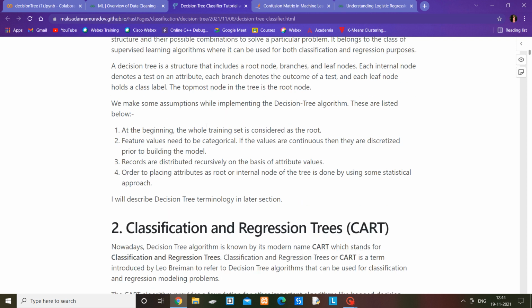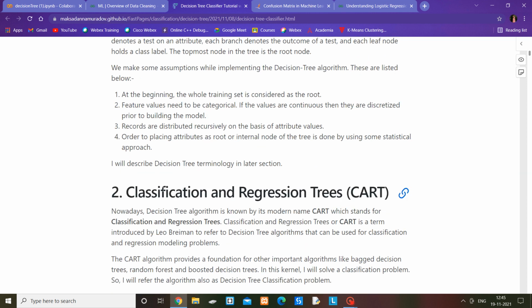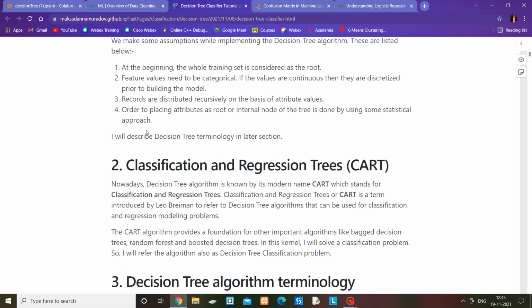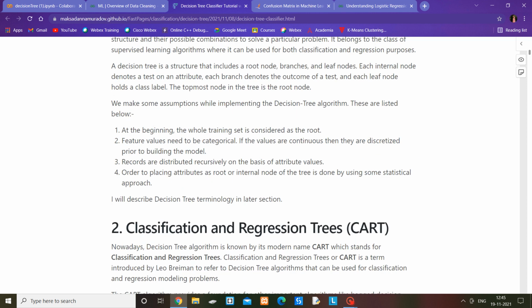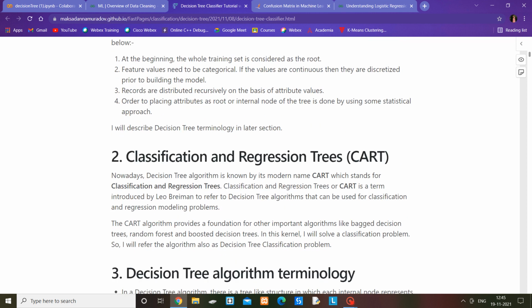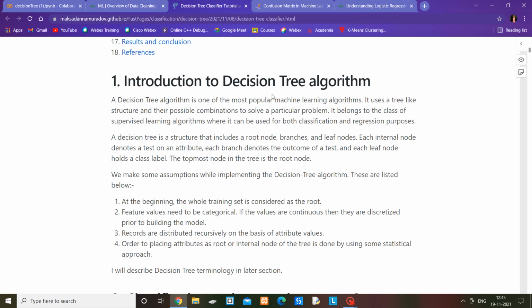We make some assumptions for the decision tree. At the beginning the whole training set is considered the root, then features need to be categorical, and records are distributed recursively. In a decision tree there is some terminology: leaf node, parent node, child node, sibling, pruning. Pruning means removing the unwanted branches. So these are the decision tree algorithm concepts.